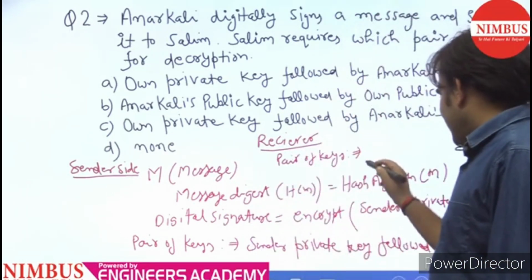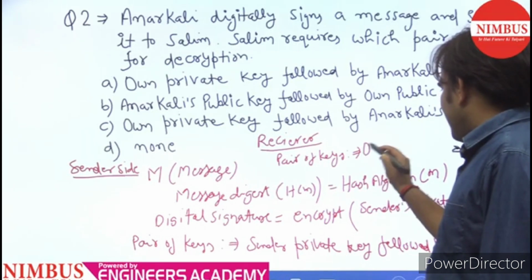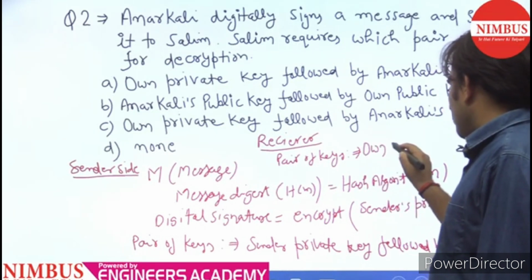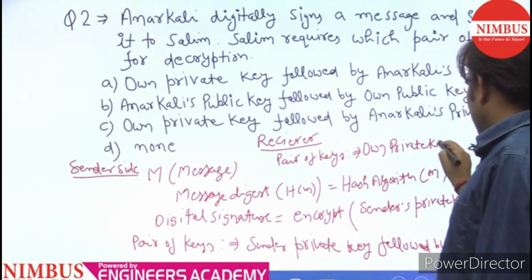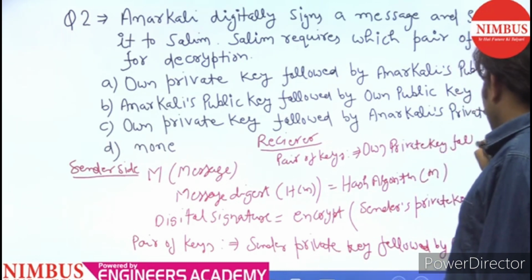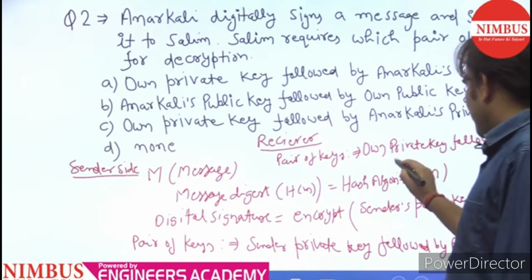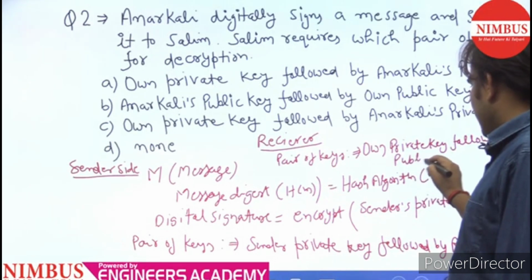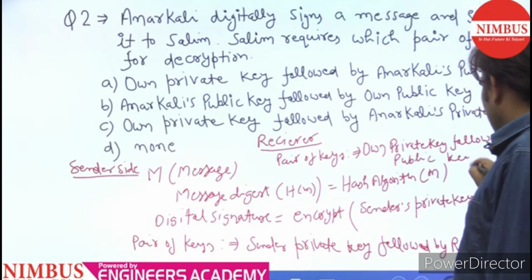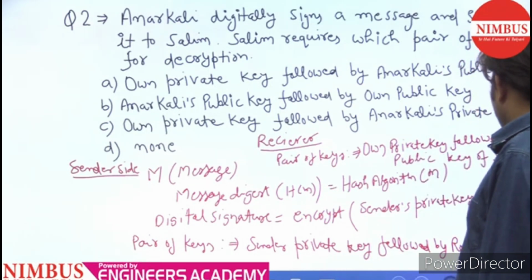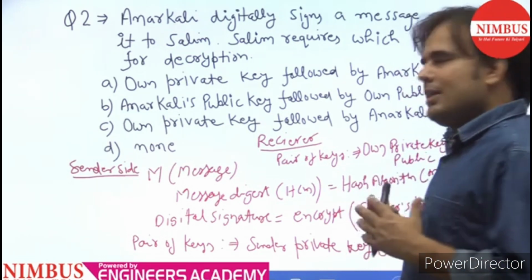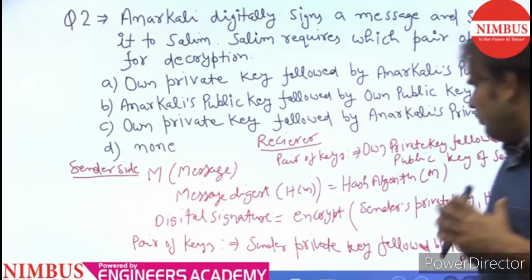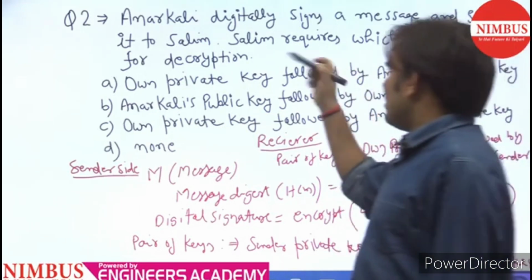Okay. So here it needs its own private key, the receiver's private key, followed by the public key of the sender for verification of the message, that is, message authentication. Okay, so it is asking you like this.